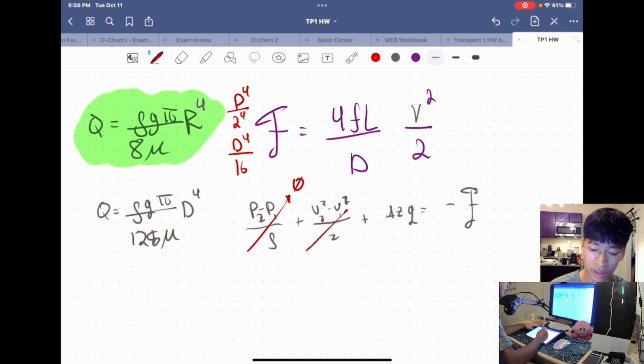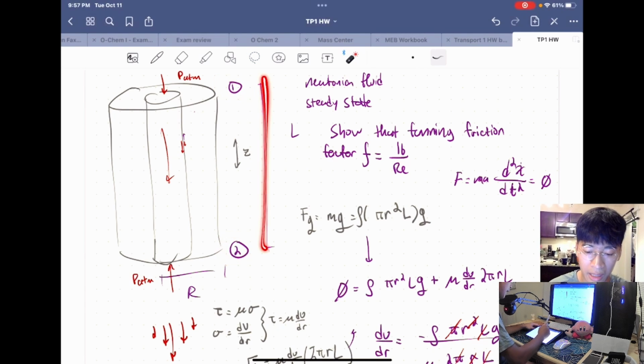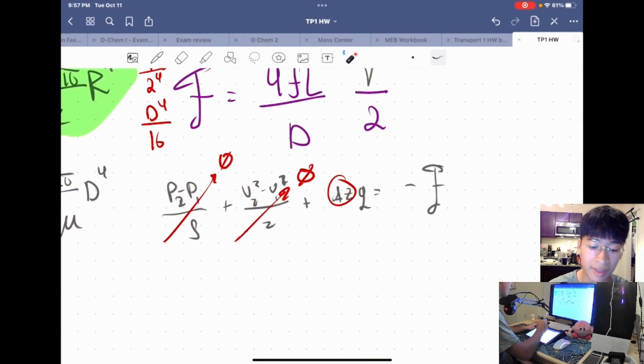There is also no change in velocity, right? And this change in altitude, right? This change in altitude for our pipe, we're going from position 1 to position 2, and we're traveling the length of the pipe we're interested in. Therefore, the delta Z, the change in altitude, is equal to negative L.